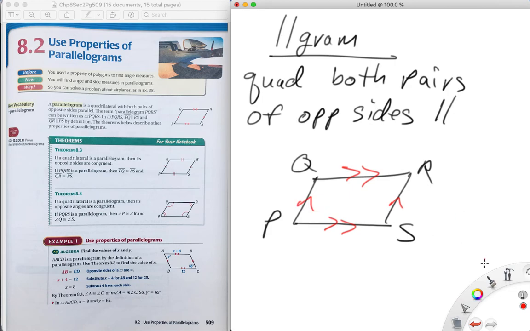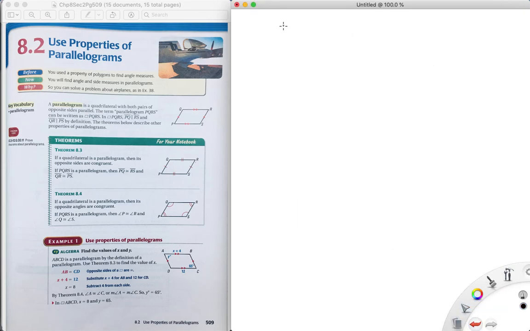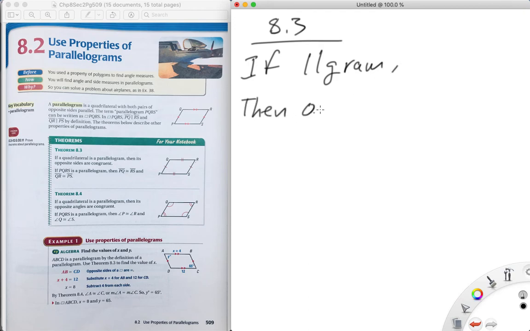Okay, and that leads us to our first theorem of the day, Theorem 8.3. And Theorem 8.3 says that if it's a parallelogram, so if a quadrilateral is a parallelogram, then opposite sides are congruent.